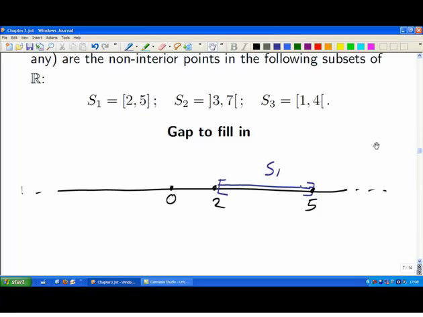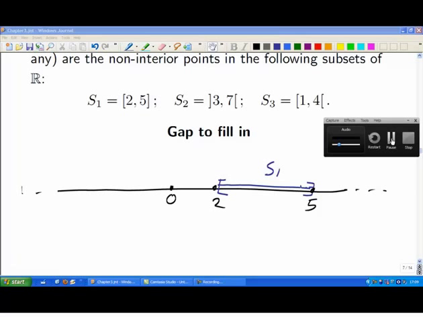Now, I'll let you have a couple of minutes to talk about it to yourselves and decide which of these points are the interior points of S1 and which are the non-interior points. But without going for the justification, I'm going to show you full justification for some of it, maybe getting a few hints from the audience in the process. Let me give you a little bit of time to work out which are the interior points and which are the non-interior points in S1.